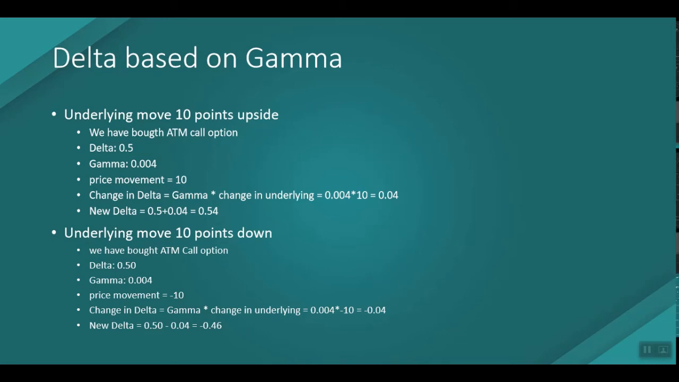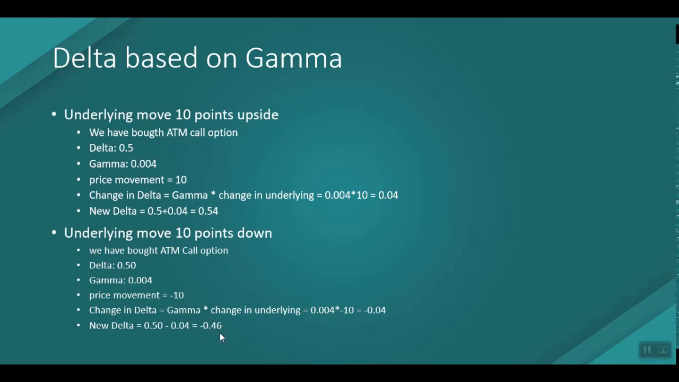So after this 10 rupees movement, for each 1 rupee movement your option premium will move 0.54. If the option has been going against you, you can see that the new delta has been reduced to 0.46, right? Initially, for each 1 rupee movement it will move 0.50 down. Then after a movement of 10 rupees, your new delta will be at the level of 0.46. For each 1 rupee downside movement, you will lose only 0.46.